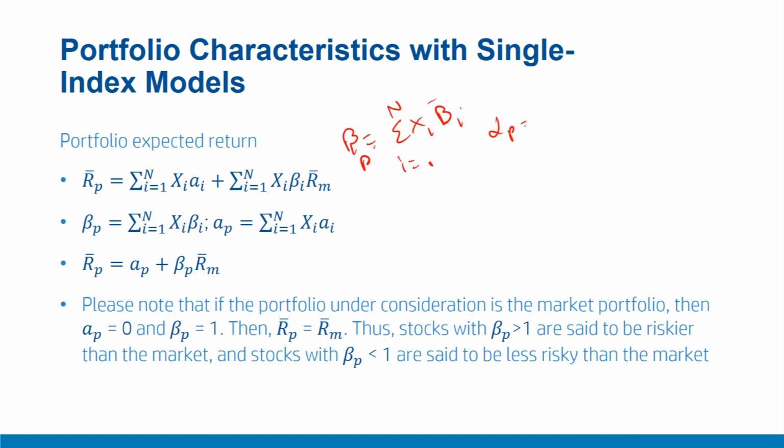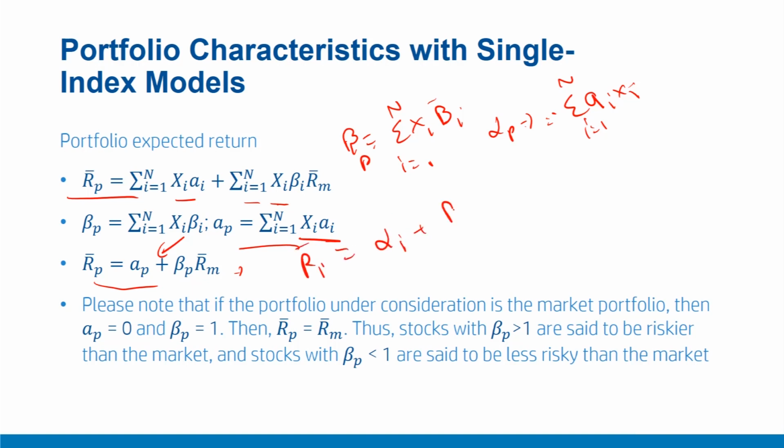Similarly, alpha p can also be defined as summation ai into xi, i equal to 1 to n, and therefore the resulting expression for portfolio becomes summation over i equal to 1 to n of xi alpha i plus summation i equal to 1 to n of xi beta i Rm bar. And therefore, if I put this expression as alpha p and this expression as beta p, again Rp equal to alpha p plus beta p times Rm bar, which is very similar to the equation that we already saw, which is alpha i plus beta i times Rm bar.